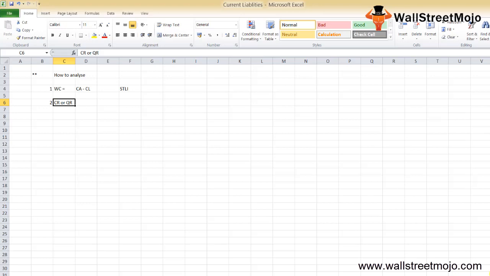Current liabilities on the balance sheet are also used to calculate liquidity ratios like the current ratio and quick ratio. These ratios are calculated something like this. Current ratio is your current assets divided by the current liabilities. And your quick ratio, that is QR, is the current assets less inventories, divided by current liabilities. The denominator, current liabilities, remains the same, so there will be no change in that.